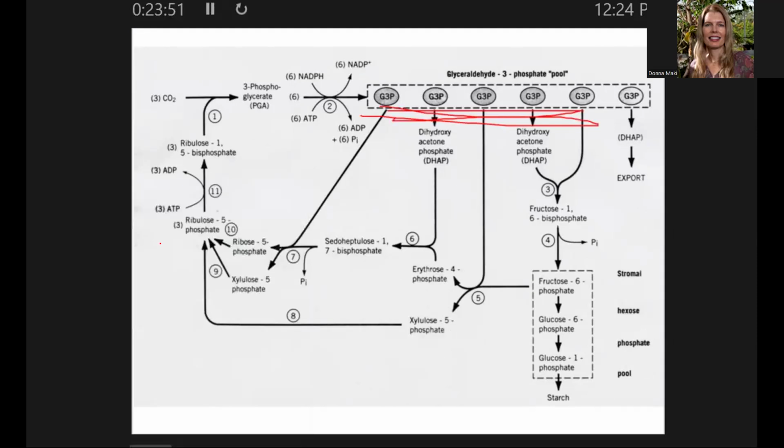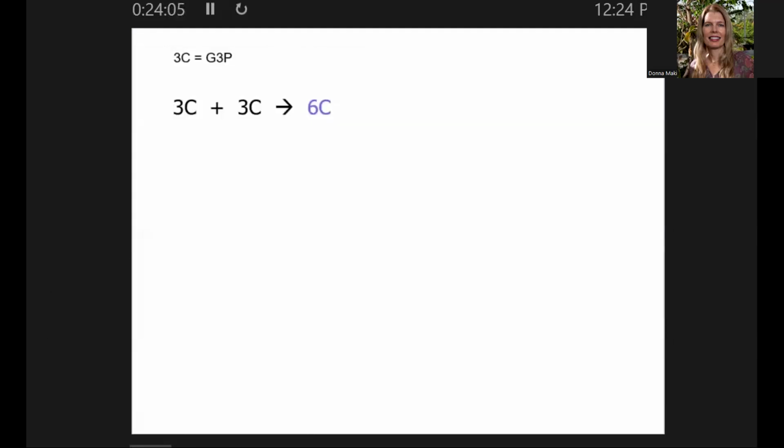All right, so you have this G3P pool. Those are 3 carbons. So what you see, let me go to this side. Those 3 carbons, those 3C, each of those represents a G3P. So if you react 2 G3Ps together, if you add them up, it's 6, doing simple math, okay? And then if you add another 3 carbon compound to that, now you're up to 9.